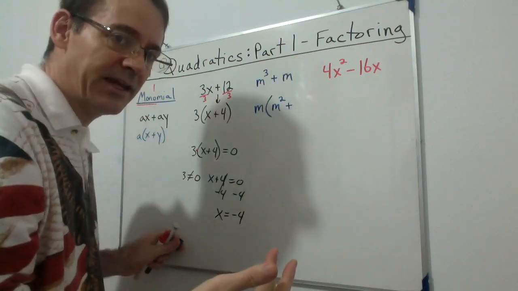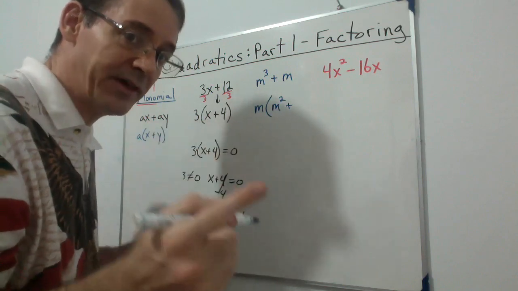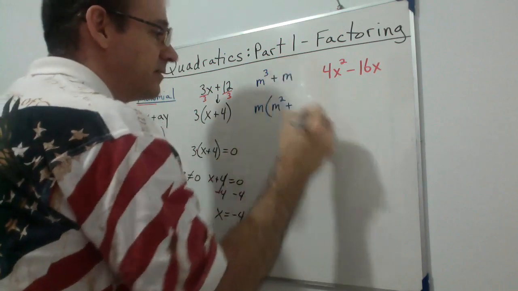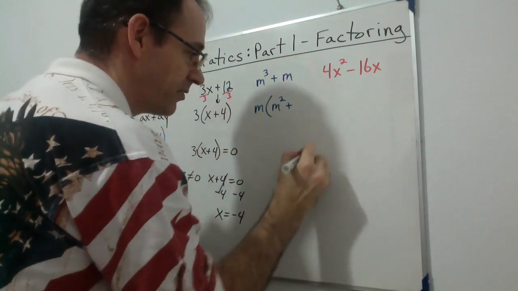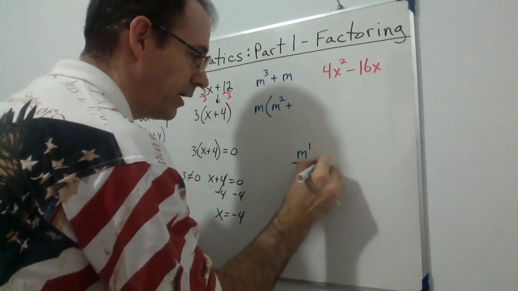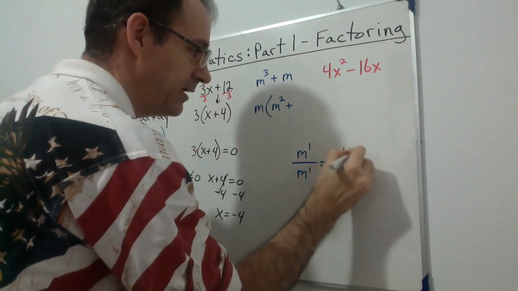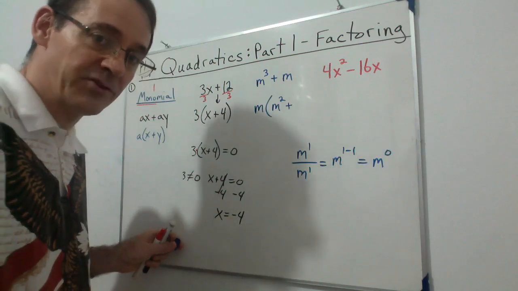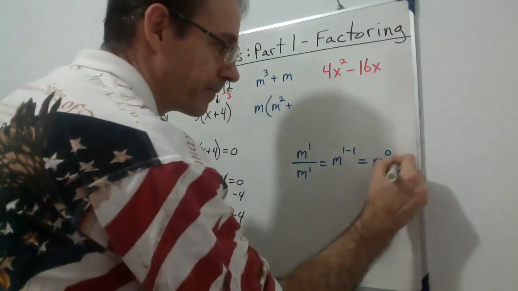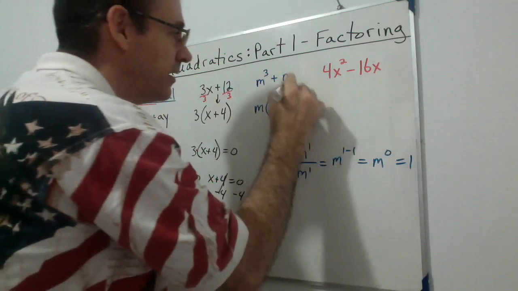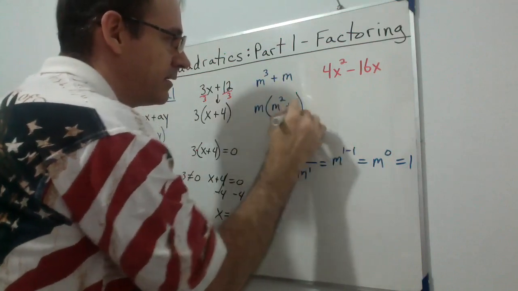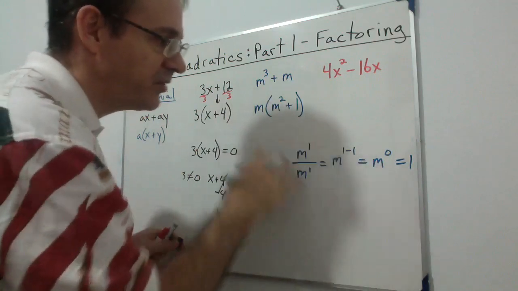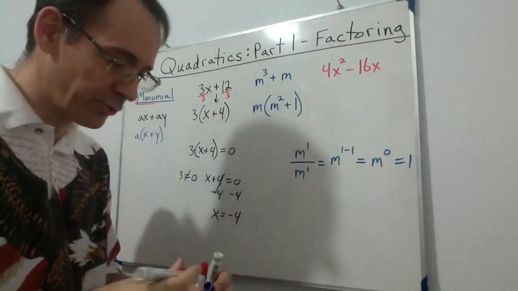Well, what's anything to the 0 power? Remember, we're dealing with exponents. You don't put 0 here. It's now like this. m to the 1 over m to the 1 is m to the 1 minus 1, which is m to the 0. And if you remember your 0 exponent, you get 1. So this m divided by m, anything divided by itself is 1. So this follows your exponent rules.